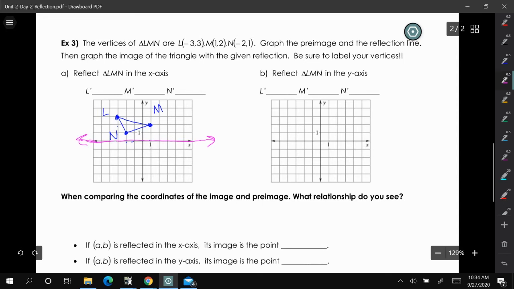So we'll go ahead and count with point M. We gotta go 2 units below. So here's M prime. And the coordinates of that point are going to be 1, negative 2. Now for N, we're 1 unit above, so N will be 1 unit below the line of reflection. And the coordinates of that point, that is negative 2, negative 1.